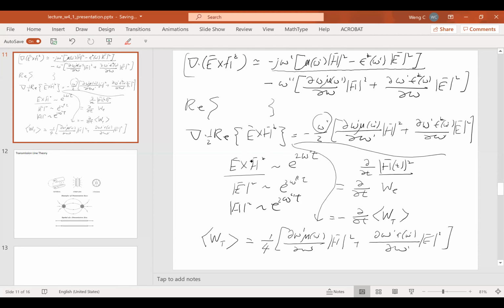Something that you never learned before. So what is the difference from something that you have learned before? Well, let's assume that you go back to the case when the medium is no more dispersive. If the medium is no more dispersive, then you know that this has to be true.